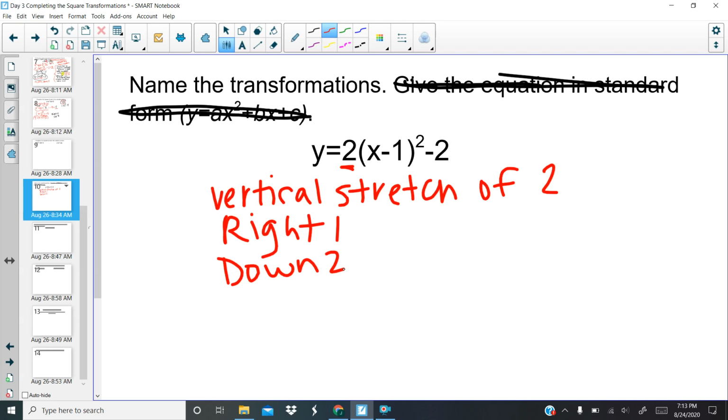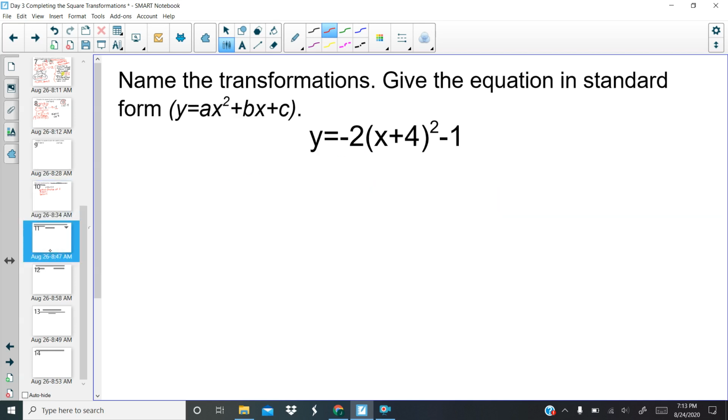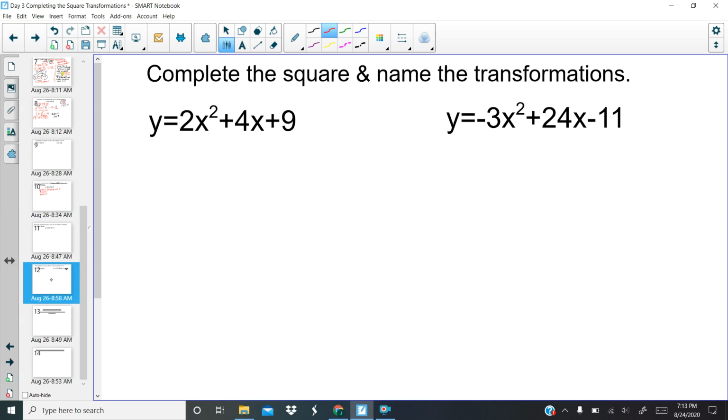Where it starts to get tricky is, and I think I have an example in here. Yeah, is when you have something like this, where you have to name the transformations, but it's not in transformation form, and you have some a value right there. So it gets a little bit tricky in this case, but I'm going to show you how to do it. So you're still first going to start by setting it equal to 0, and then moving the constant over.